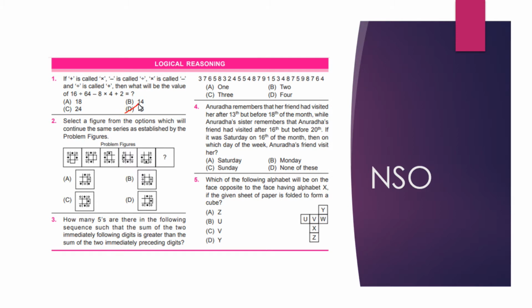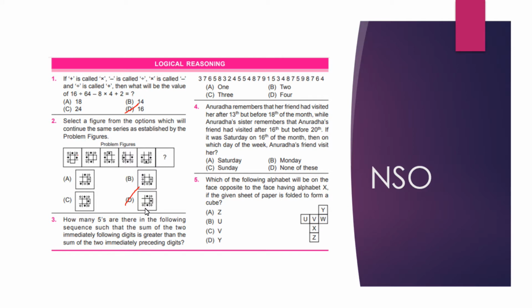Next question. Select a figure from the options which will continue the same series as established by the problem figures. Just observe this figure, then name the series. Identify the series which is going on here. Okay. Your time starts now. Stop. The answer is D. Option D.